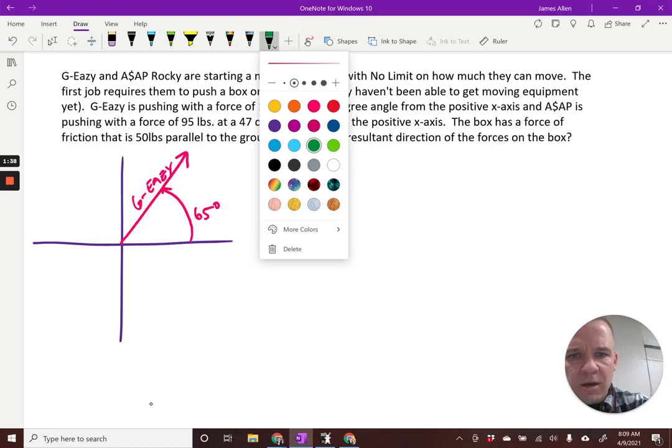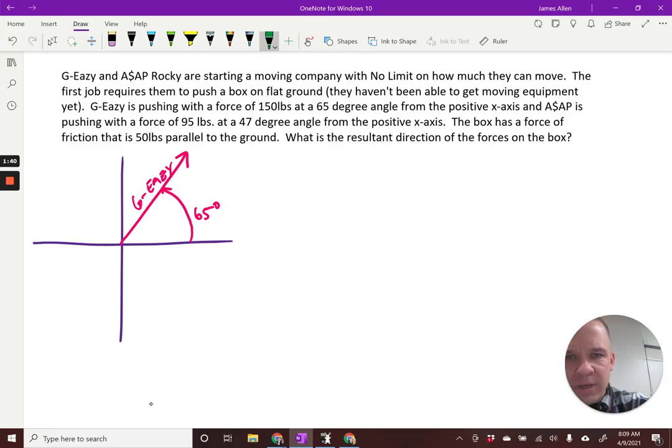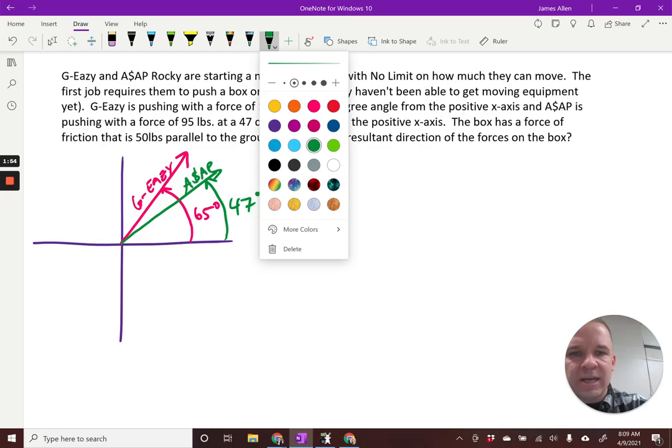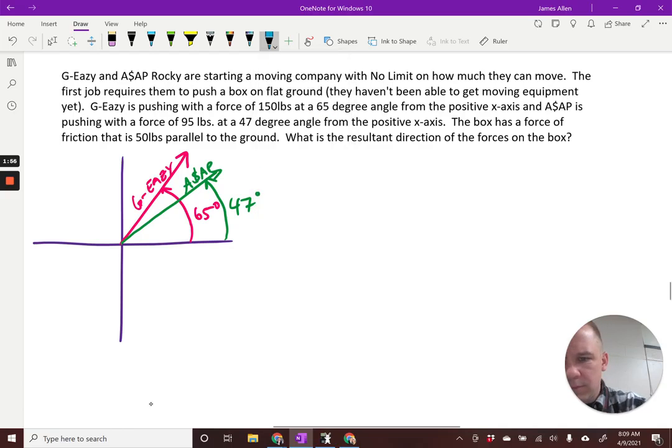And then I'll go green for this one. ASAP, he's 47 degrees. Okay. And then the box itself, or excuse me, the friction, working against them, right? Parallel to the ground. So that's 180 degrees, right? If we're going back that way, 180 degrees. And that is 50 pounds.